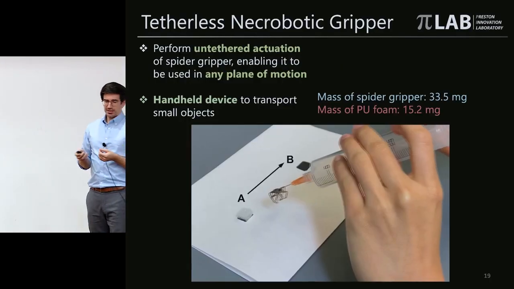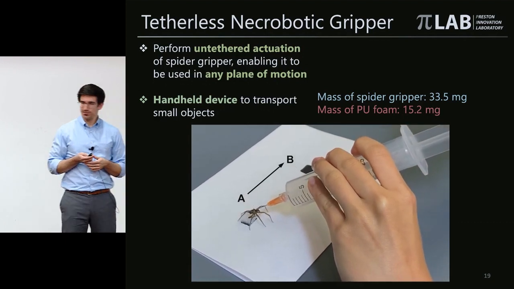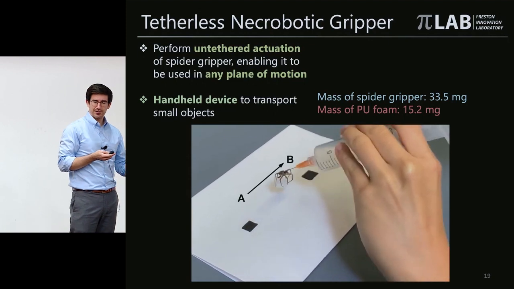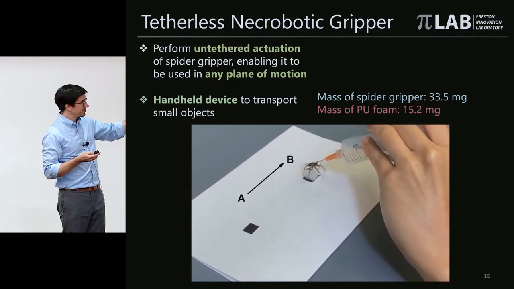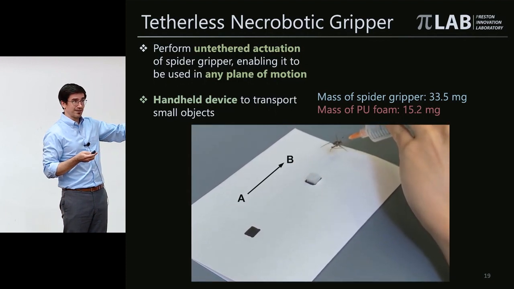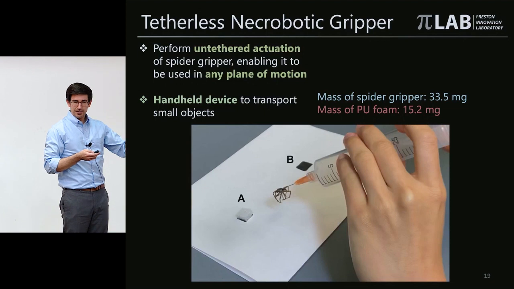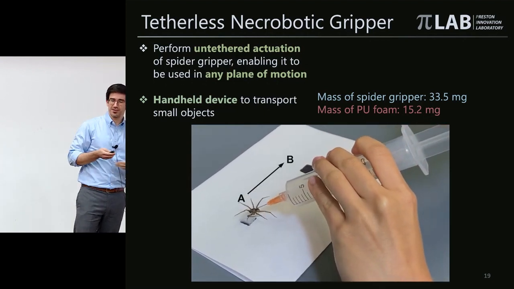We have a bunch of applications that we've also showcased. I just want to show one video here in the interest of time, and this is a tetherless use of the necrobotic gripper where the user is applying pressure with his handheld syringe for a pick-and-place task. It might inspire potential use in the field for handling delicate objects like insects in field work, where this pneumatic gripping approach gives quite a gentle touch.